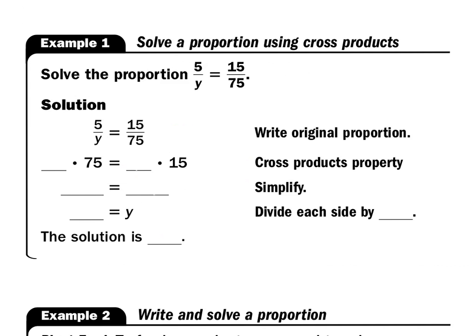So let's start example 1 by solving a proportion using cross products. So we have 5 over y equals 15 over 75. Well, 5 times 75 is going to be equal to 15 times y. When you multiply 5 and 75, you get 375, and y times 15 is 15y. And then you divide each side by the 15, which gives you 25 equals y.